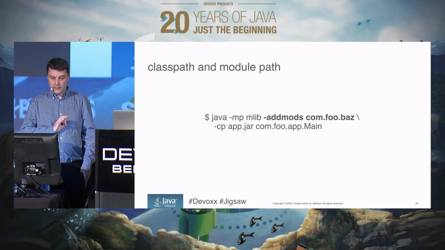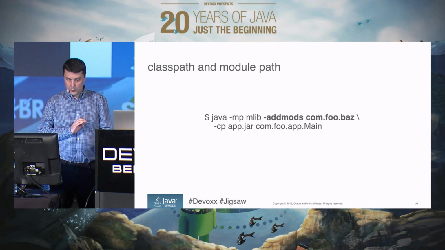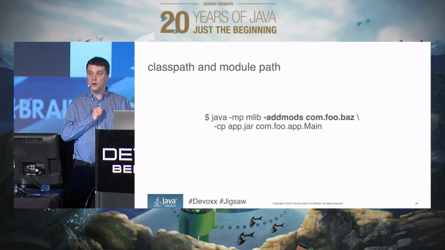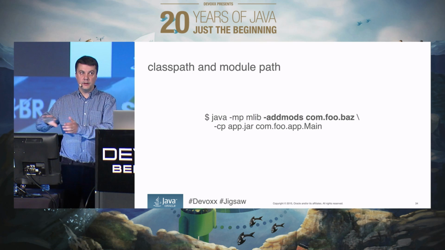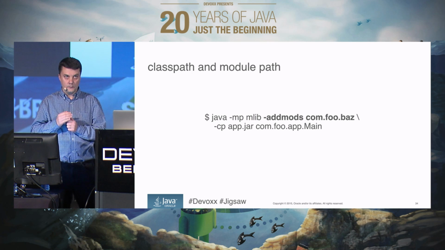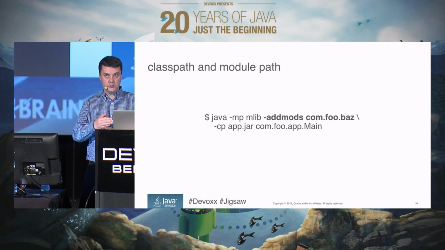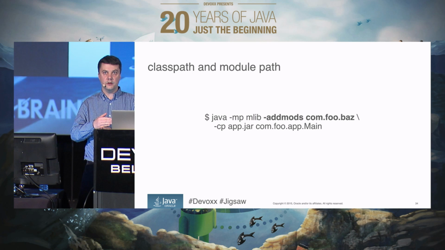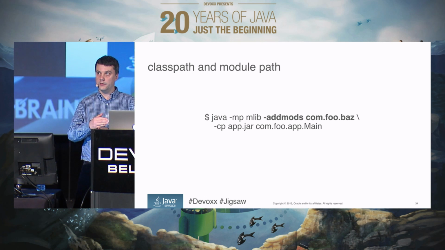Suppose, for this example, we will have confu.baz as a module on the module path and everything else on the class path. My main application, my main class is in the jar file on the class path here. It is not on the module path.